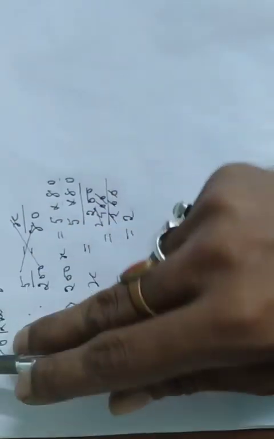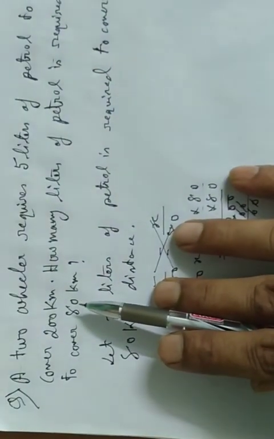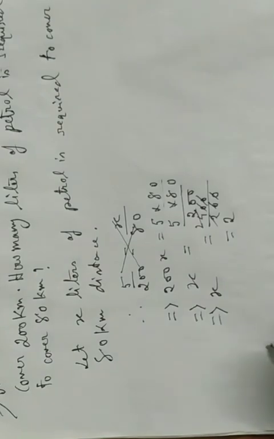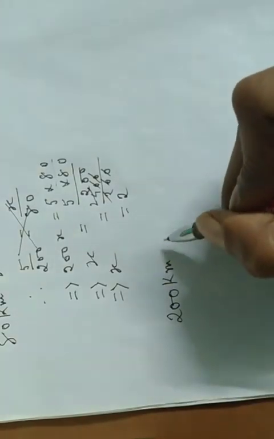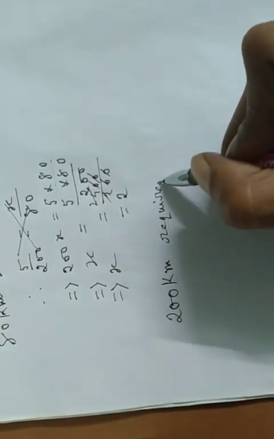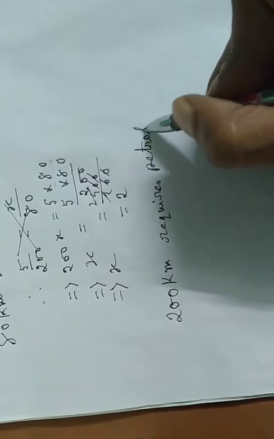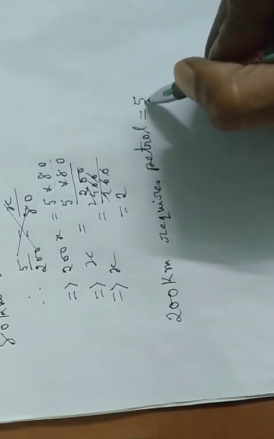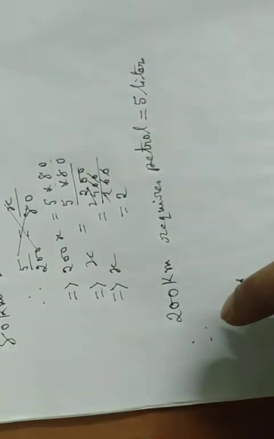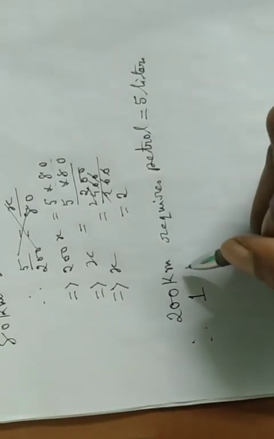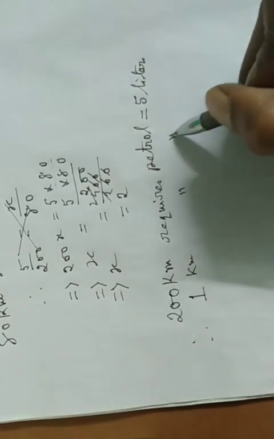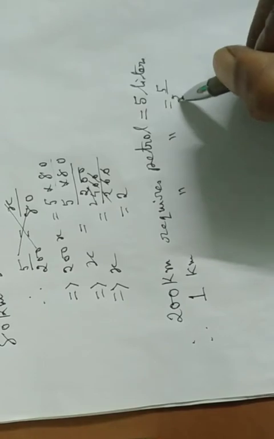5 liters of petrol to cover 200 kilometers. 200 kilometers requires petrol equal to 5 liters. That is the unitary method. By getting the information about 1, we can answer anything. 1 kilometer requires petrol 5 by 200. Very important, unitary method is.